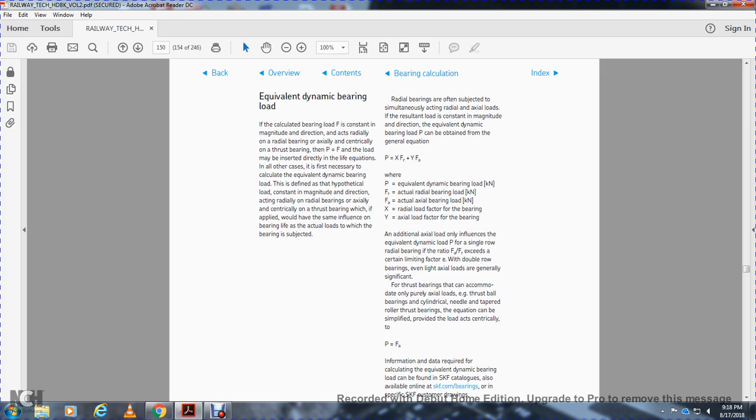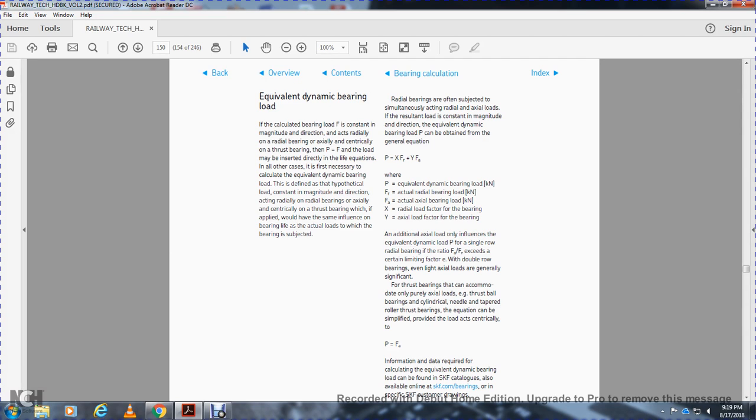It would have the same influence on the bearing life as the actual loads to which the bearing is subject. Radial bearings are often subject to the simultaneous action of radial and axial loads, giving a resultant load of constant magnitude and direction. The equivalent dynamic bearing load P can be obtained from the general equation: P equals X, the radial load factor for the bearing, times F sub R, the actual radial bearing load in kilonewtons, plus Y, the axial load factor for the bearing, times F sub A, the actual axial bearing load in kilonewtons, an additional axial load influencing the equivalent dynamic bearing load in kilonewtons.